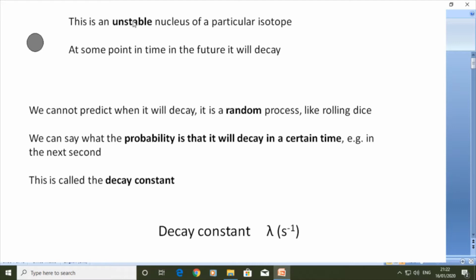It's quite a common question. What is meant by the decay constant? It's the probability that a nucleus will decay in a certain time. And we use the symbol lambda, and it's measured in seconds to the -1, the decay constant.